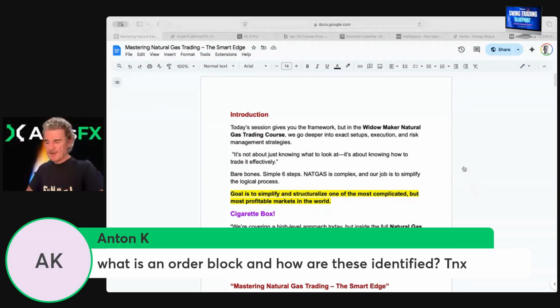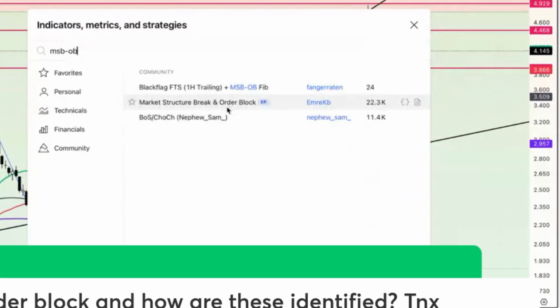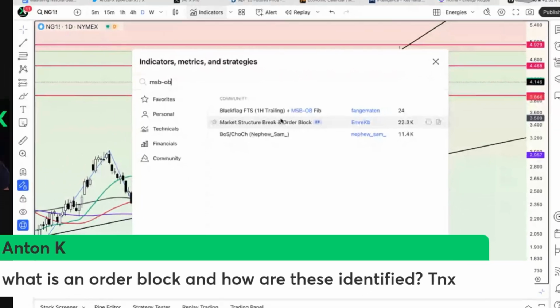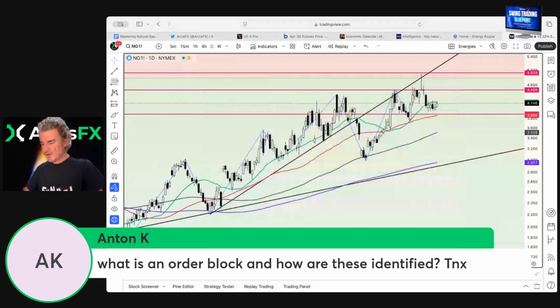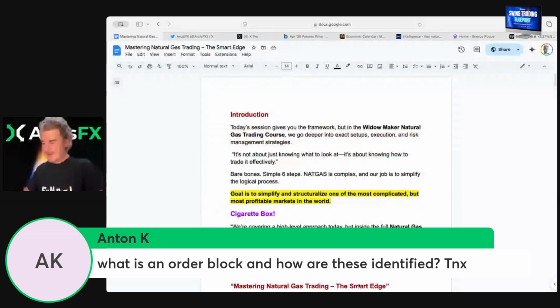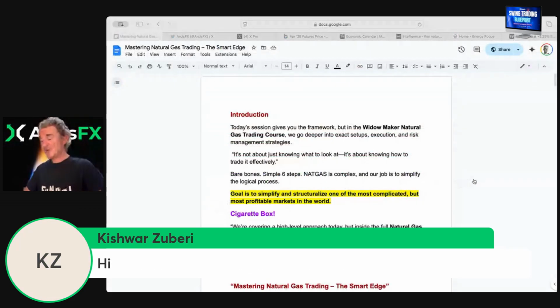Right, an order block and how these are identified. Anton, thanks for the question. I'll get to that in the course. I don't have time for that now. But an order block is basically a place on the chart where there is a lot of volume, the market changed direction, found support or resistance, and you can draw it on your own charts. There's an indicator on TradingView. This is the TradingView chart. If you go to indicators, it's this one over here by Emery KB. You can just copy that onto your chart. It's free. It's the one with 22.3K subscribers. If you put that on your chart, I think it's already on my chart, it'll draw these automatically for you, these green order blocks below. Anyway, just MSB, OB, it'll draw those order blocks on your charts.